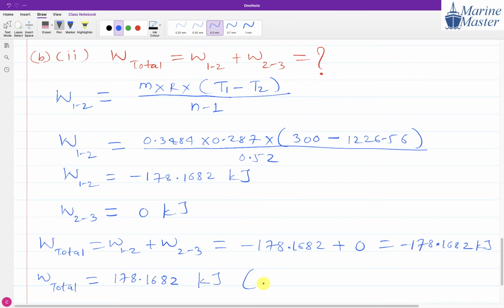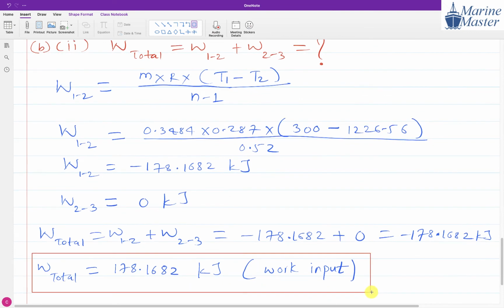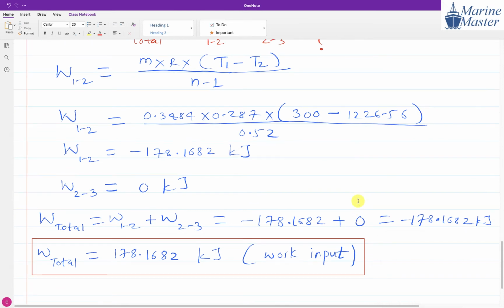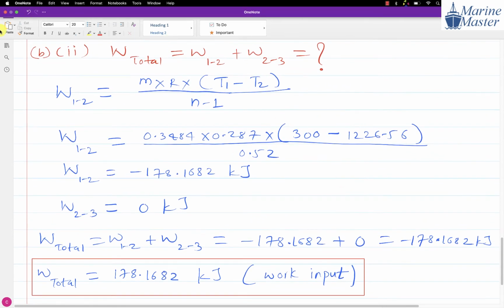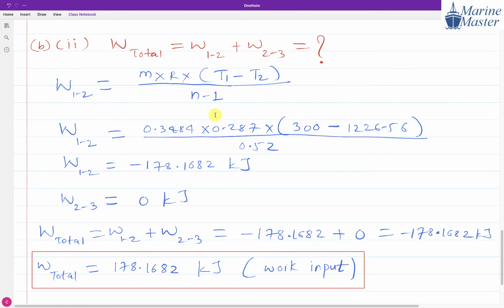and write down the unit, and then in brackets we will write: work input. So before going further, everyone, please add this B second part discussion, that is W total.